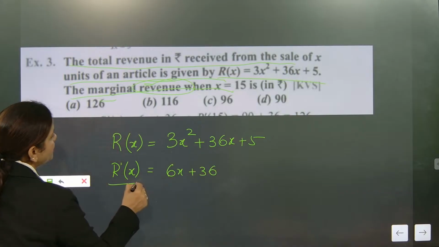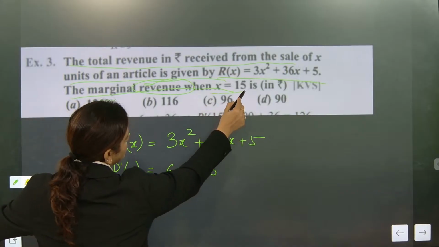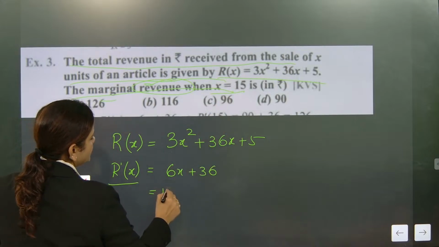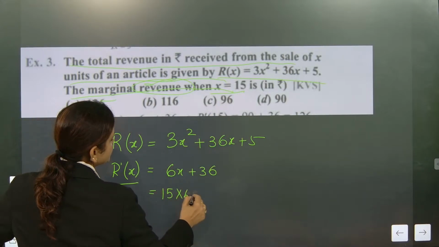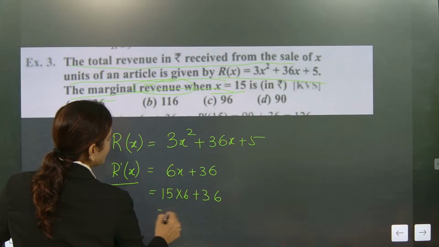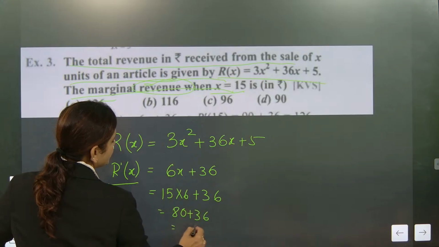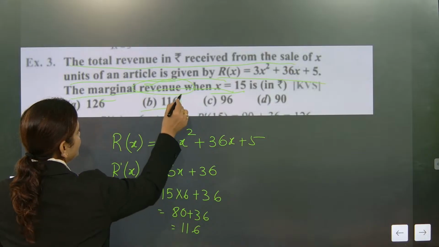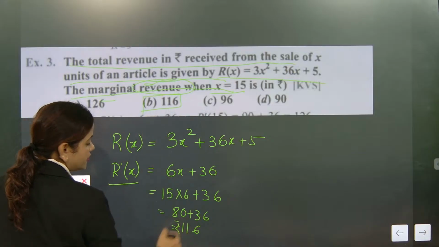Now what will be the value at x equal to 15? So 15 into 6 plus 36. Can you tell what answer is coming? 80 plus 36. How much is it coming, beta? 116. So 116 rupees will be the answer.